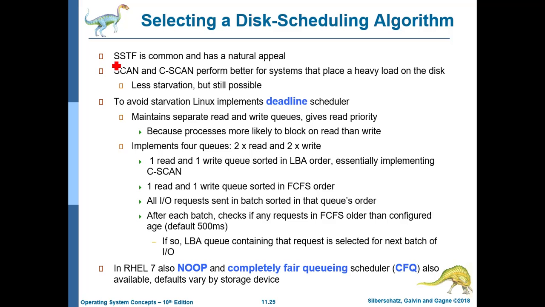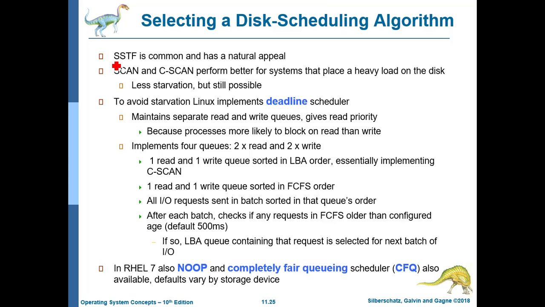For SSTF, for example, your head starts at 53. So it will have an overhead to predict which of the next values is nearer to the value 53. So the problem with SSTF is that throughput increases. Next we have C-SCAN, and C-SCAN performs better for systems that place a heavy load on the disk. So less starvation, but still possible.